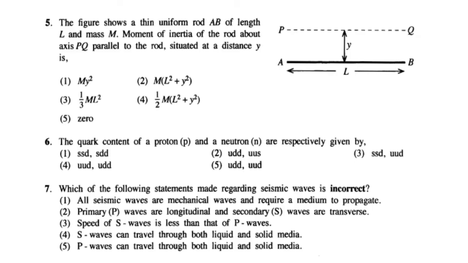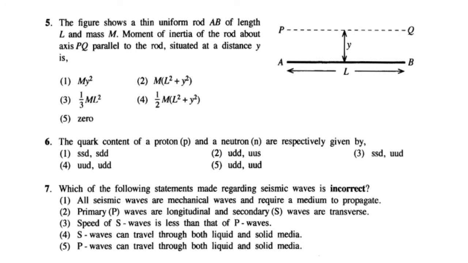Question number 5. The figure shows a thin uniform rod AB of length capital L and mass M. They are asking for the moment of inertia of the rod about axis PQ parallel to the rod situated at a distance y. So when you look at the diagram, you can see each particle of the AB is at a distance y from PQ.